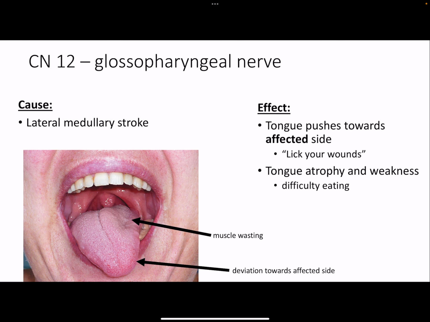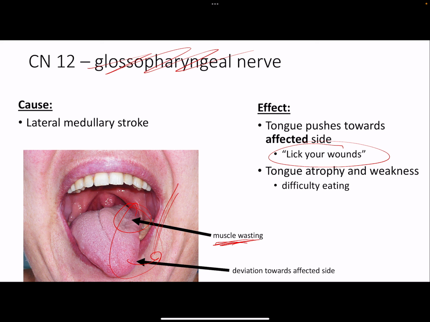And if you can't push out, so if here we have a left cranial nerve 12 lesion, well, these muscles are going to waste away because they're not being innervated. They can't be used. They're just going to atrophy. So you can see that muscle wasting right there. But we're going to deviate, like many things, towards the side of the lesion. People say lick your wounds for this because the lesion is on this side and it's kind of like trying to lick its wounds is the idea.